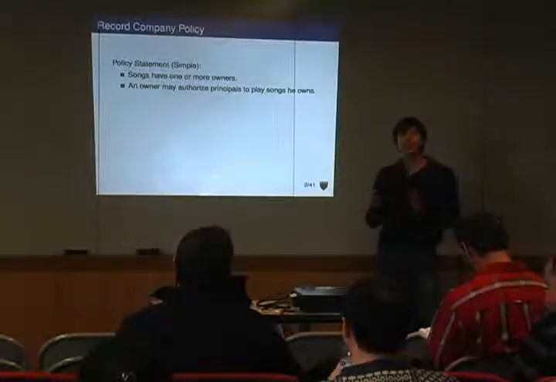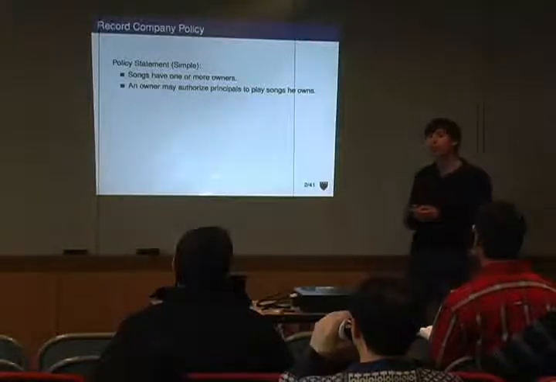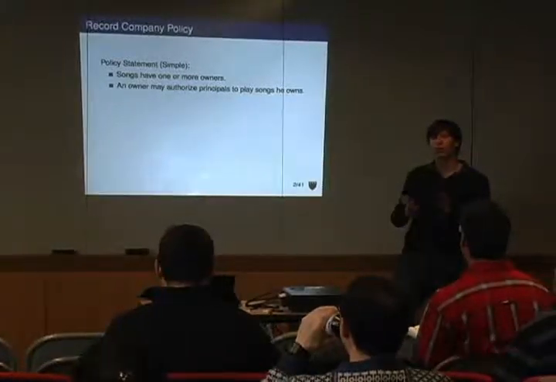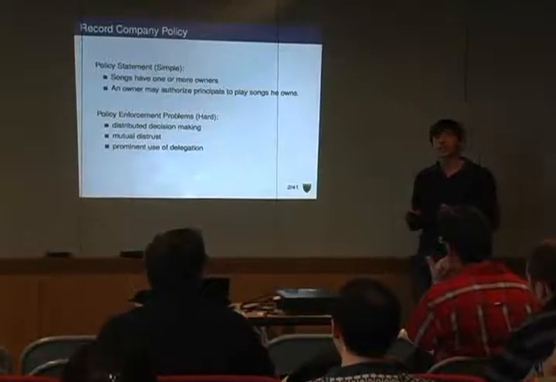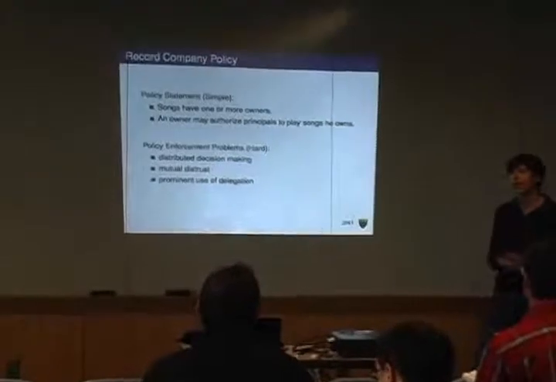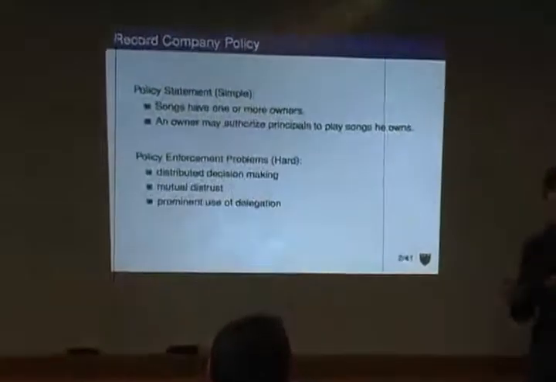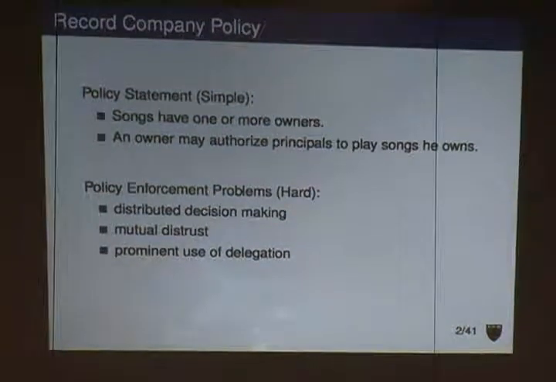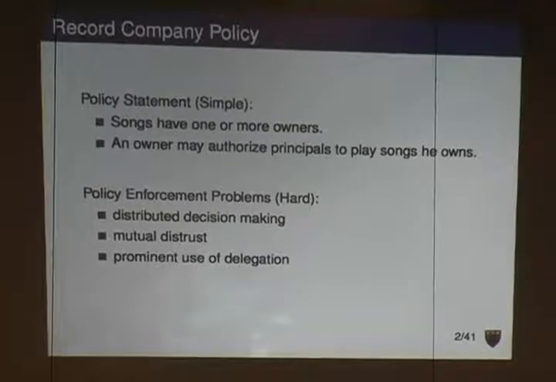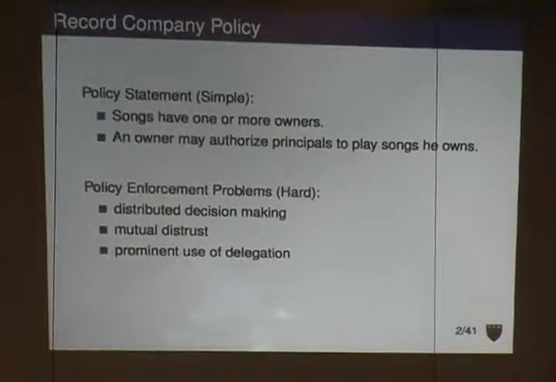So this is a really simple policy to write down, but it's going to be really interesting from the point of view of trying to build a system to enforce it. There are three things that make this simple policy, easy to state, hard to actually enforce. The first one is that decision-making here is totally distributed. In order for Bob to play a song, we have to figure out who owns the song. That's something that the music company is in charge of deciding. And then we have to figure out if that owner is going to let Bob play the song. So we have two different principals acting together to make a decision. That's hard problem one.